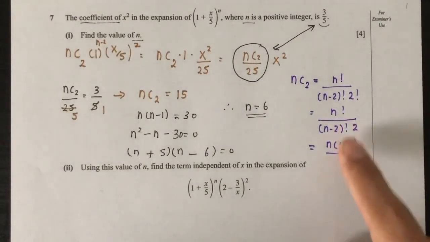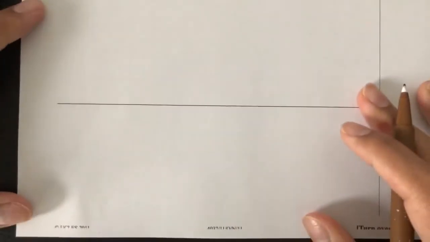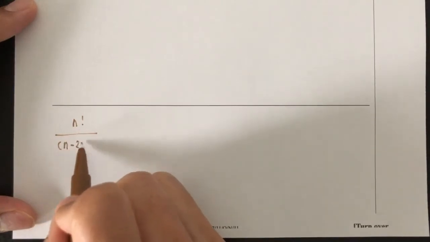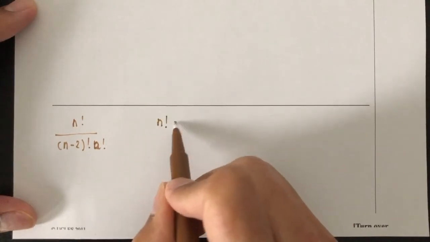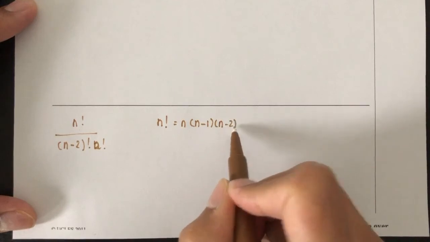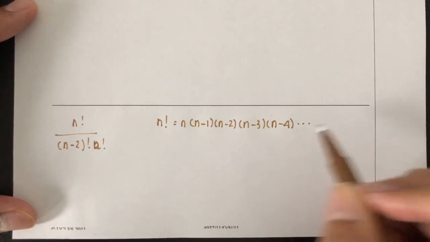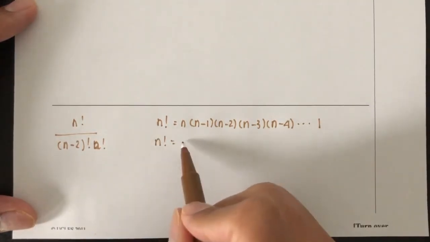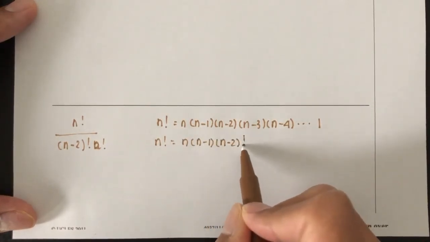Now just to explain how I got this, let's do this on the log. So here we have some space. We have n factorial over n minus 2 factorial times 2 factorial, right? Now what is n factorial? It is n times n minus 1 times n minus 2 times n minus 3 times n minus 4. Keep going on until the value of 1, right? So before this, we want to stop right here, n times n minus 1, and we want to stop right here, that is this value.